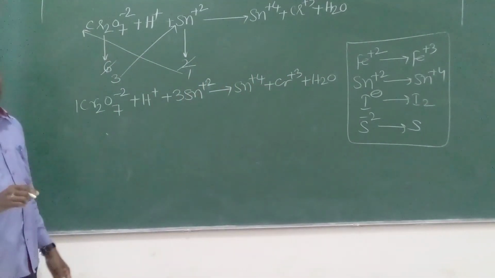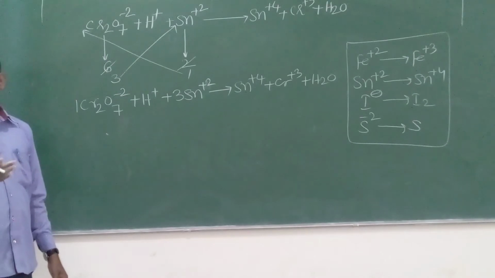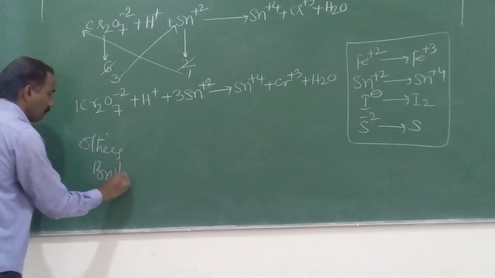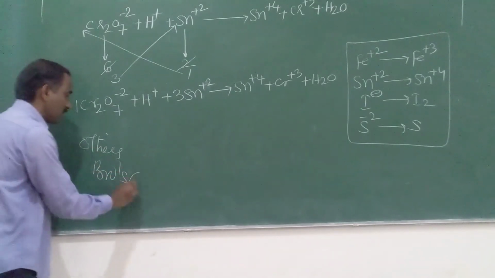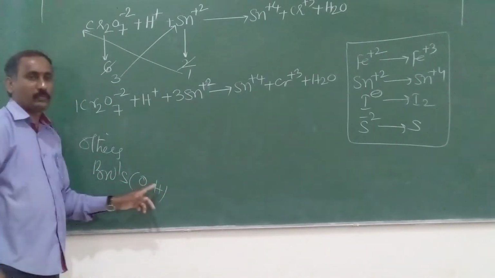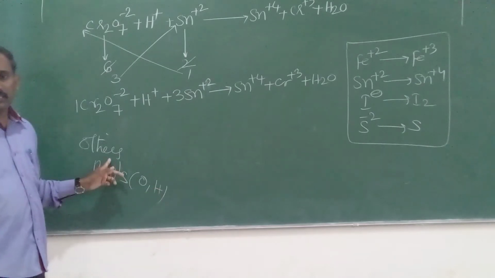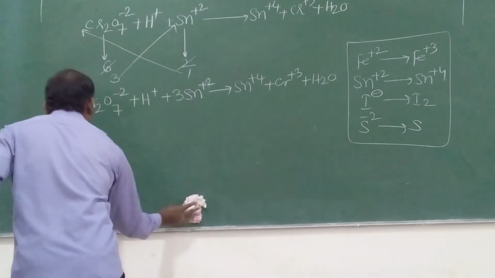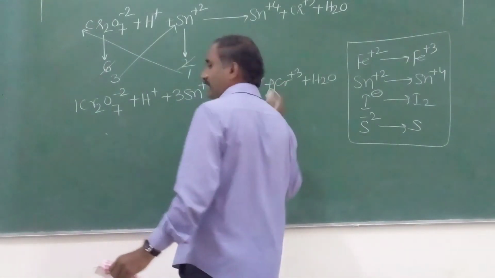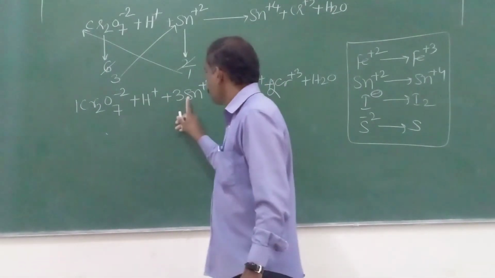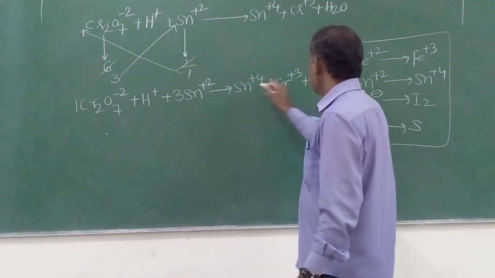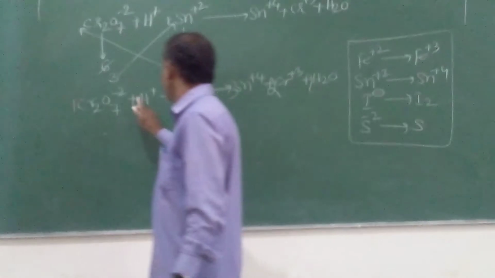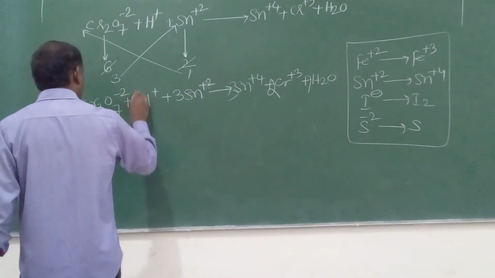Same logic for balancing: first the other elements, next oxygen, lastly hydrogen. First the other elements, next the brothers. Brothers means oxygen and hydrogen: big brother oxygen, small brother hydrogen. First the others, chromium. 2 chromiums are there on this side; 1 chromium multiplied by 2. Next, 3 Sn are there, this side 3. Next oxygen, 7 into 2, 14.